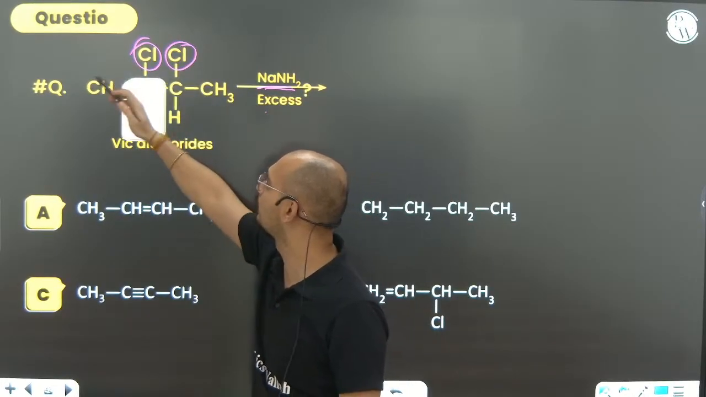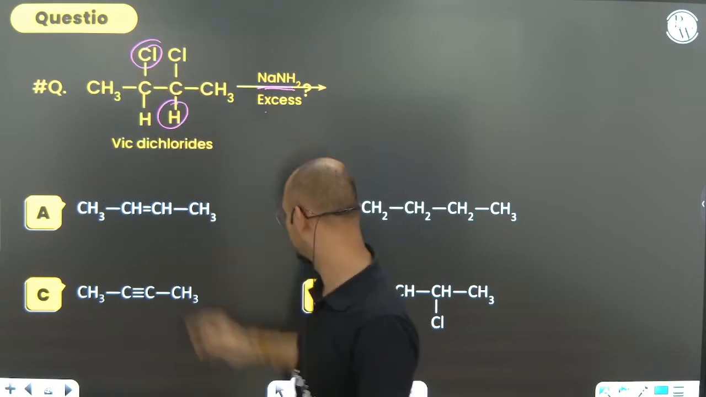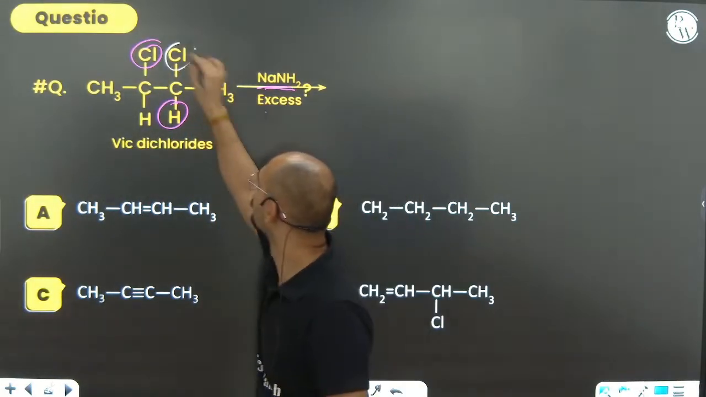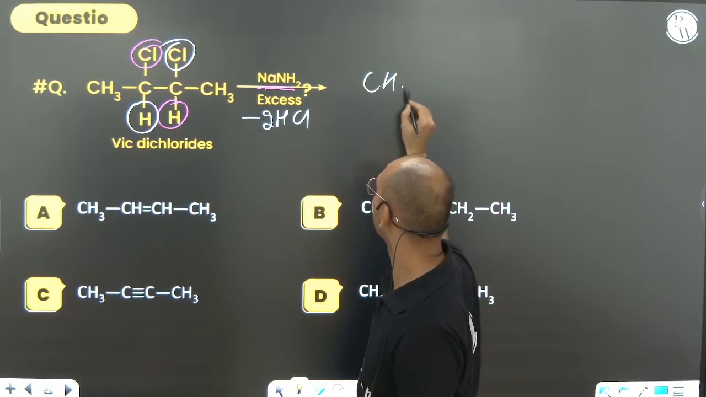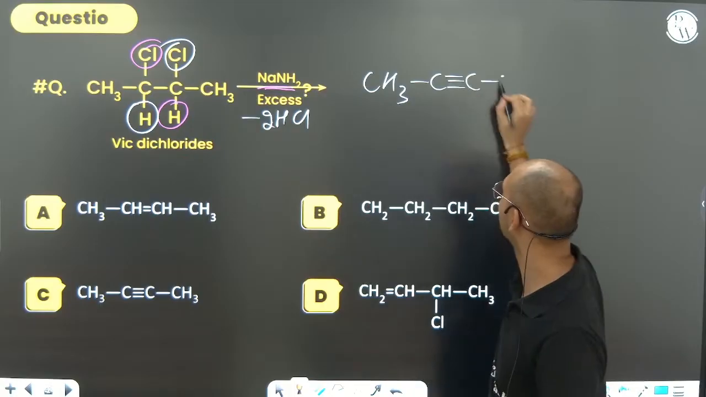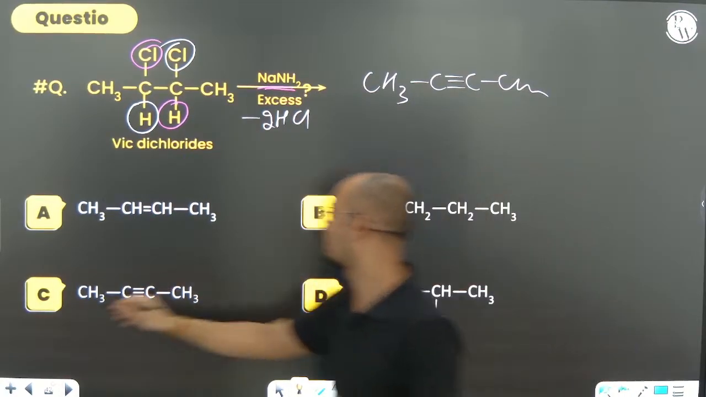2 extra double bonds or 2 extra pi bonds will be there. So 1 and 2, 2 times. So 2 times HCl will be removed. What will be formed? CH triple bond C CH3. This will be the product. So option C is the correct option.